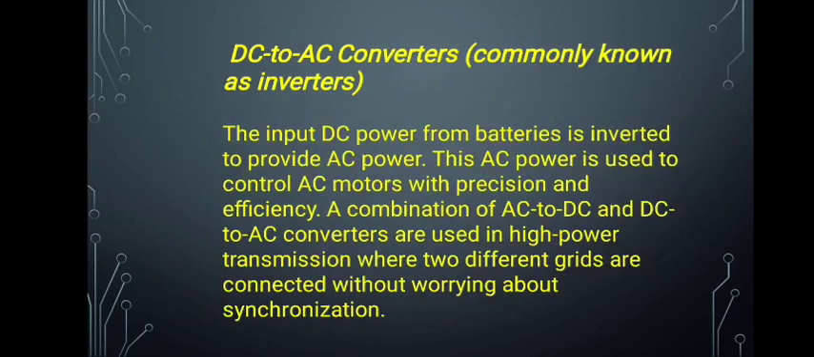So what are DC to AC converters, commonly known as inverters? In inverters, the input DC power from batteries is inverted to provide AC power. This AC power is used to control AC motors with precision and efficiency. A combination of AC to DC and DC to AC converters is used in high power transmission, where two different grids are connected without worrying about synchronization.